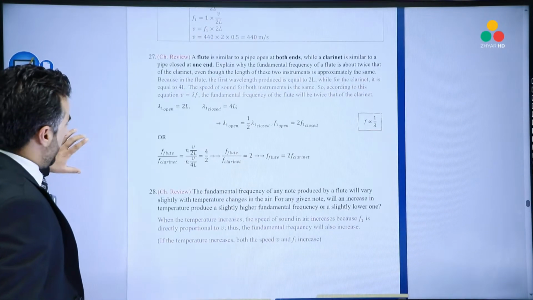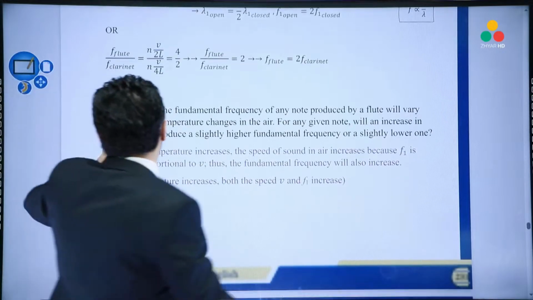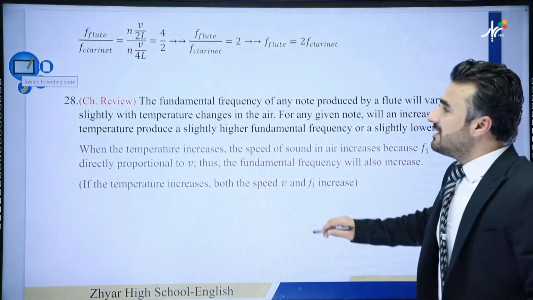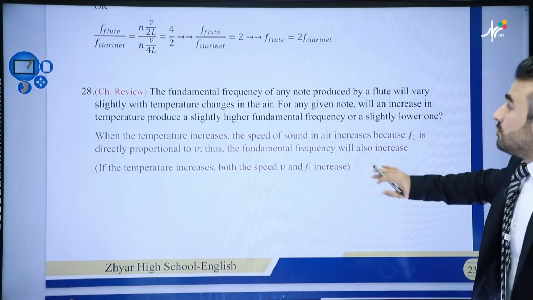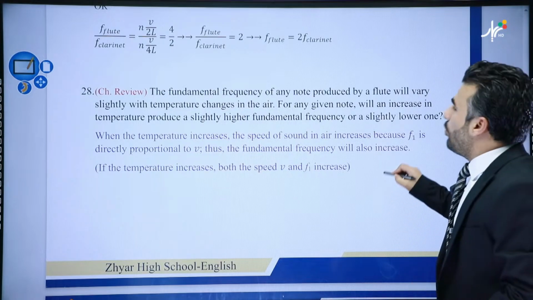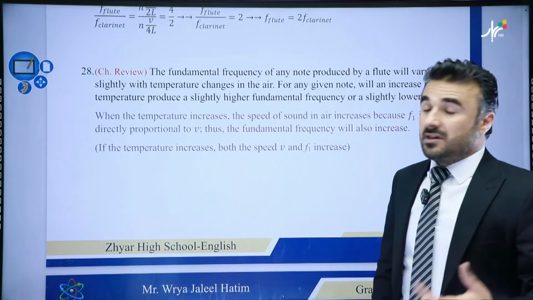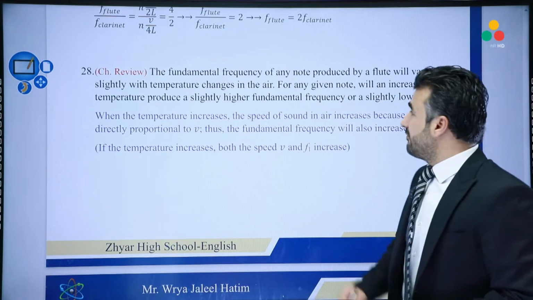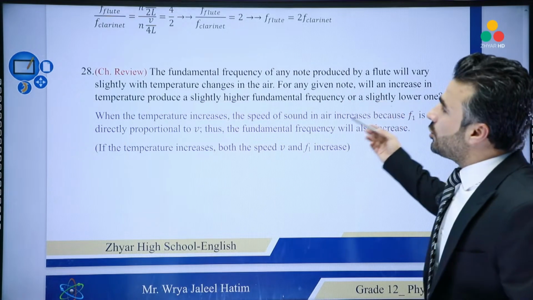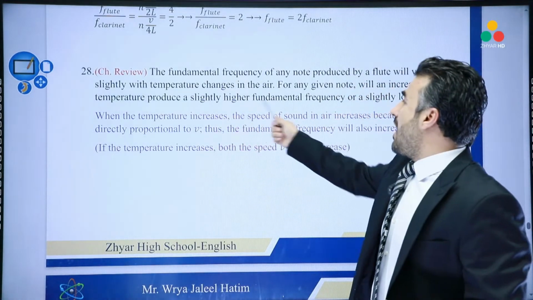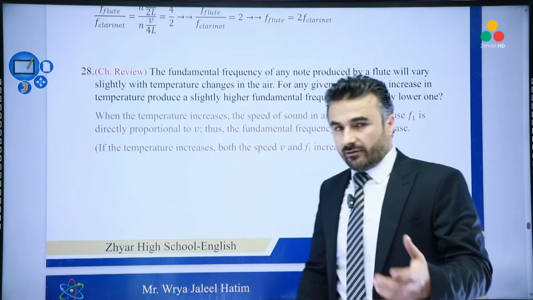Okay, now we have another question, question 28. It says, the fundamental frequency of any note produced by a flute will vary slightly with the temperature change in the air. For any given note, will an increase in the temperature produce a slightly higher fundamental or slightly lower fundamental?